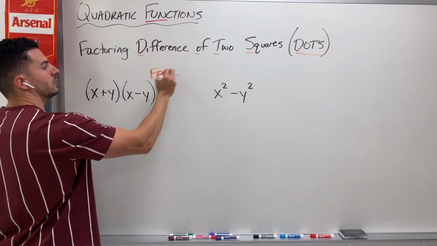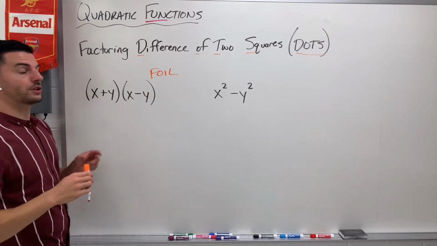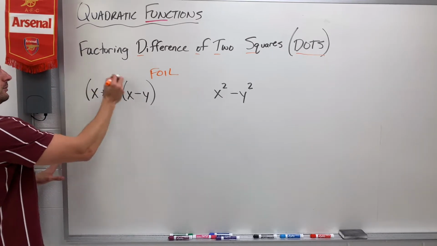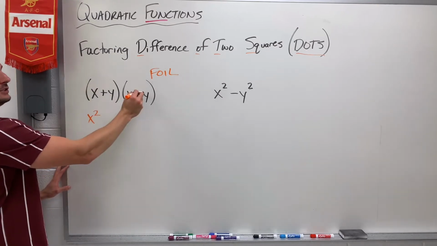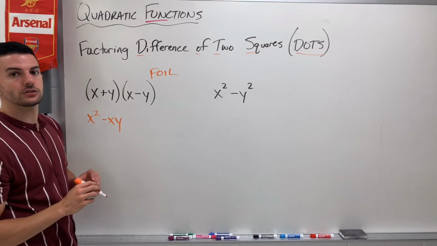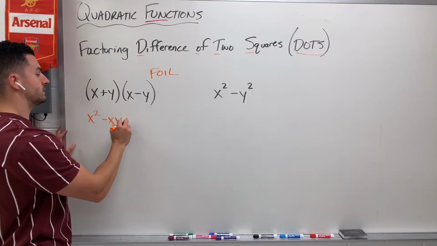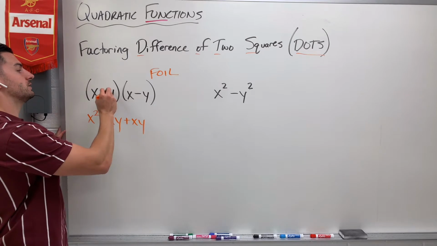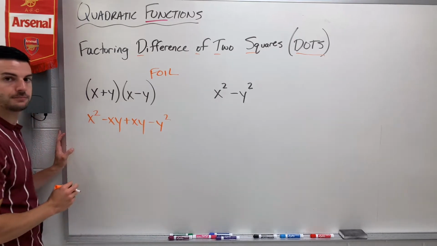You might remember from before, we've reviewed FOIL already: first, outer, inner, last. That's the order I would multiply these two binomials. So I'll do the first term times the first term, so x times x, x squared. x times negative y, so that would be negative xy. This one, y times x, is positive, so plus xy. You could write yx, but I usually do alphabetical order. And then positive y times negative y would be negative y squared.